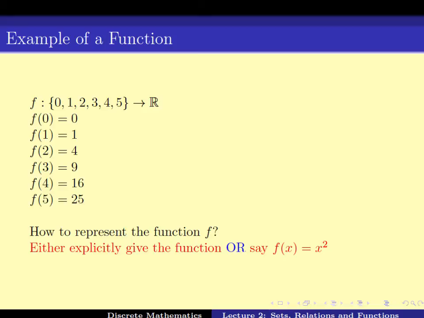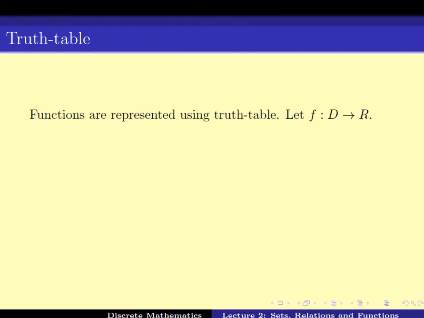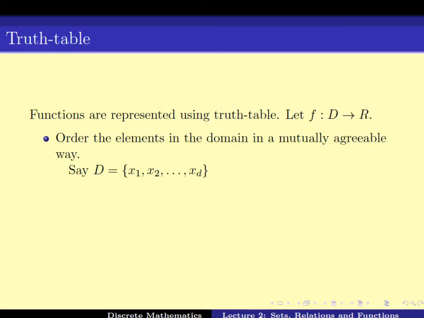When somebody gives you the function explicitly, we call it a truth table. The functions are represented using truth tables. So how do I represent the function using a truth table? For example, if I have to describe a function to you, one way is that we mutually agree on an ordering of the domain. Let us say the ordering of the domain set is x1, x2, x3, dot dot, till xd.